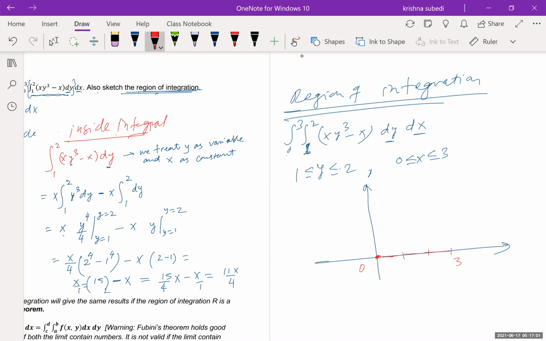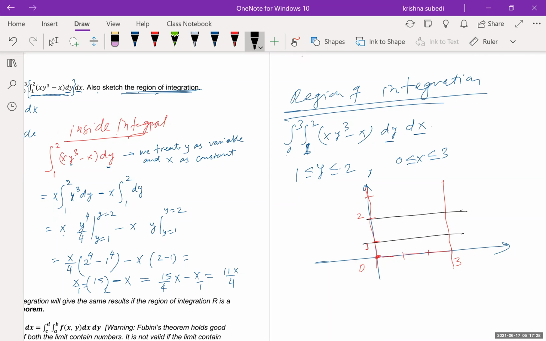In the same way, y is 1 to 2. So let's say this is your 1 and 2, 3. So this is your 2. So y is from 1 to 2. So this part, let us draw that line. x equal to 0 means this one, x equal to 3 means this one, y equal to 1 means this line, and y equal to 2 means this line.